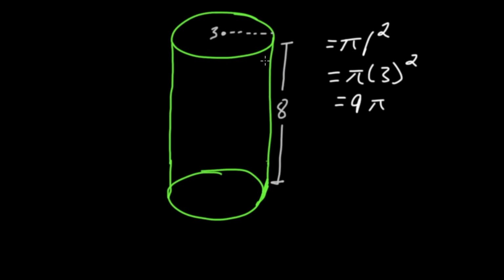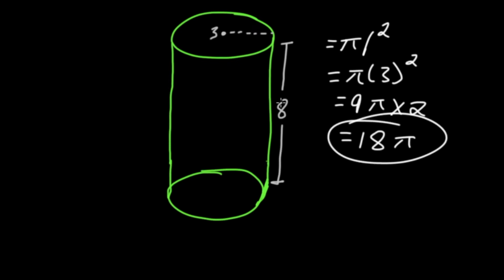But in a cylinder, your top circle is exactly identical to the bottom circle, and when we're finding surface area, we have to get the area of all of the shape. So we got the top, and if we just double this, we will also have gotten the bottom. So 9 pi times 2 is equal to, because now we have the top and the bottom, which is why we do times 2, so 2 times 9, we get 18 pi. So 18 pi is the surface area of the top and the bottom.